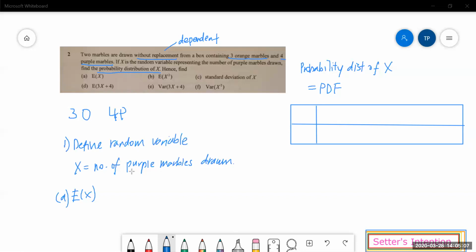So we know that X is the number of purple marbles drawn, and they say 2 marbles are drawn. So it's only 1 and 2? Remember I said we have to exhaust all possible numbers of purple marbles drawn. So when 2 marbles are drawn, Rini, your answer is 1 and 2. Any other answers?